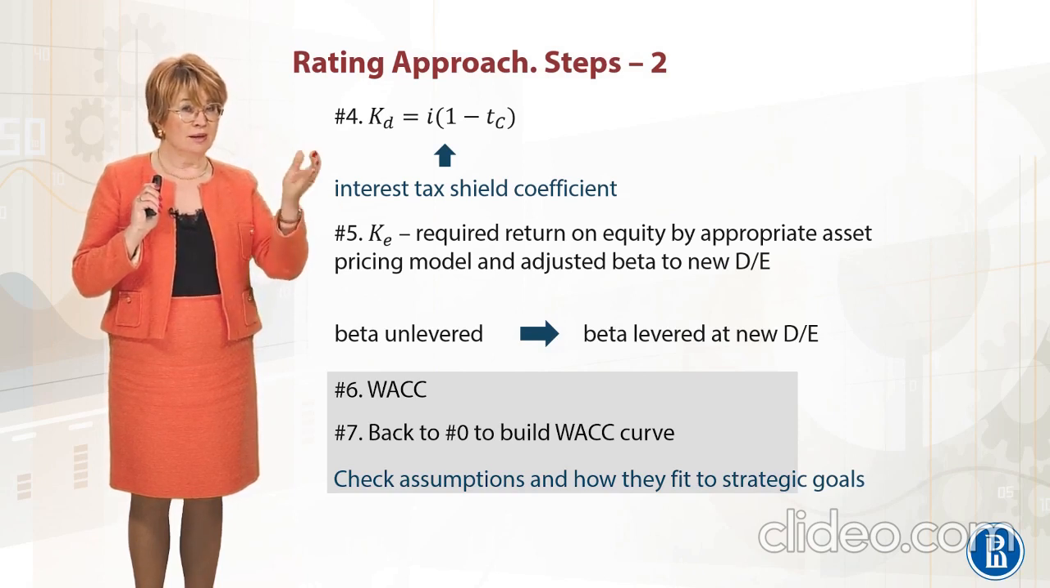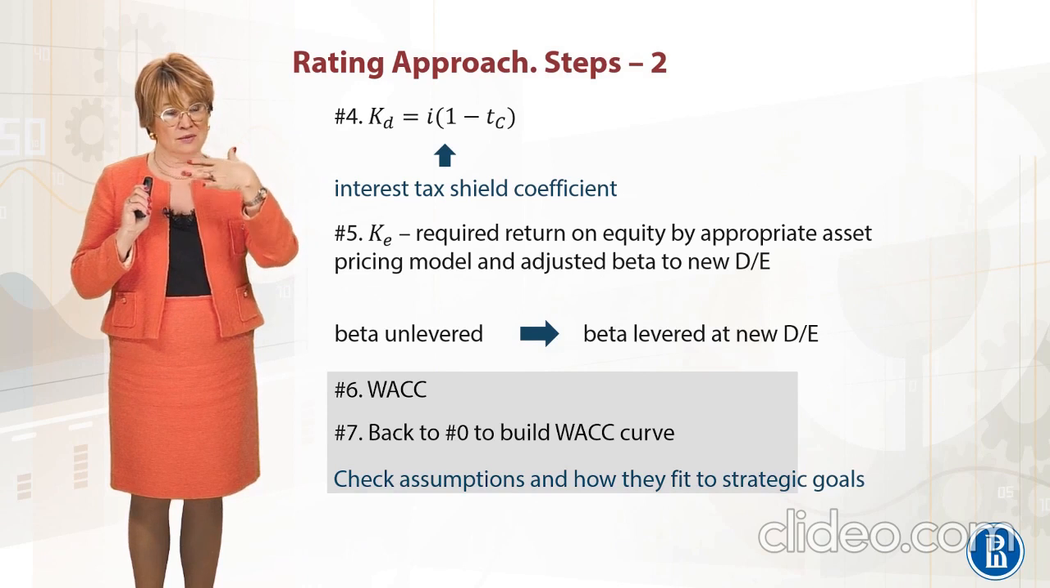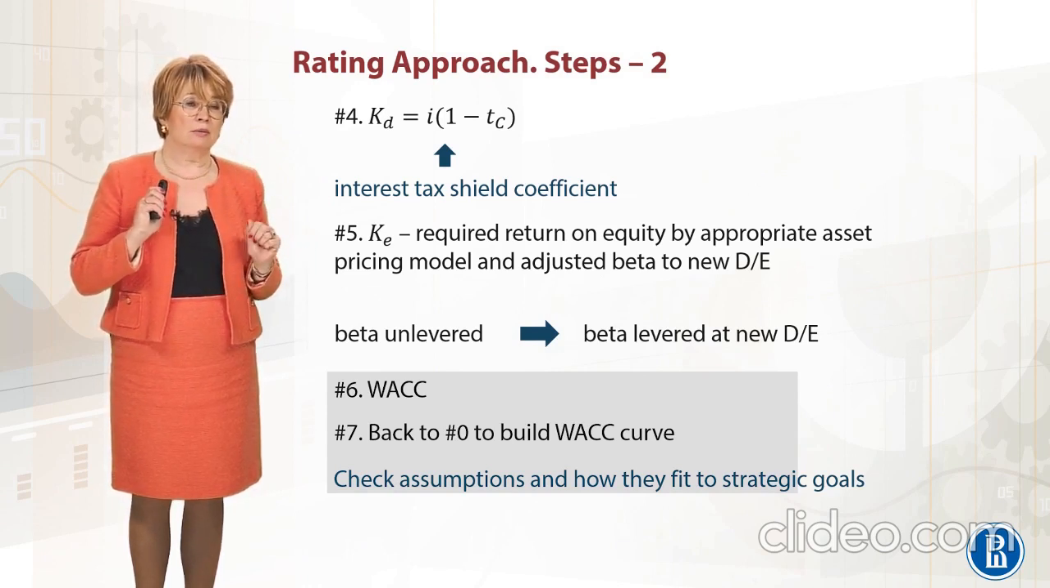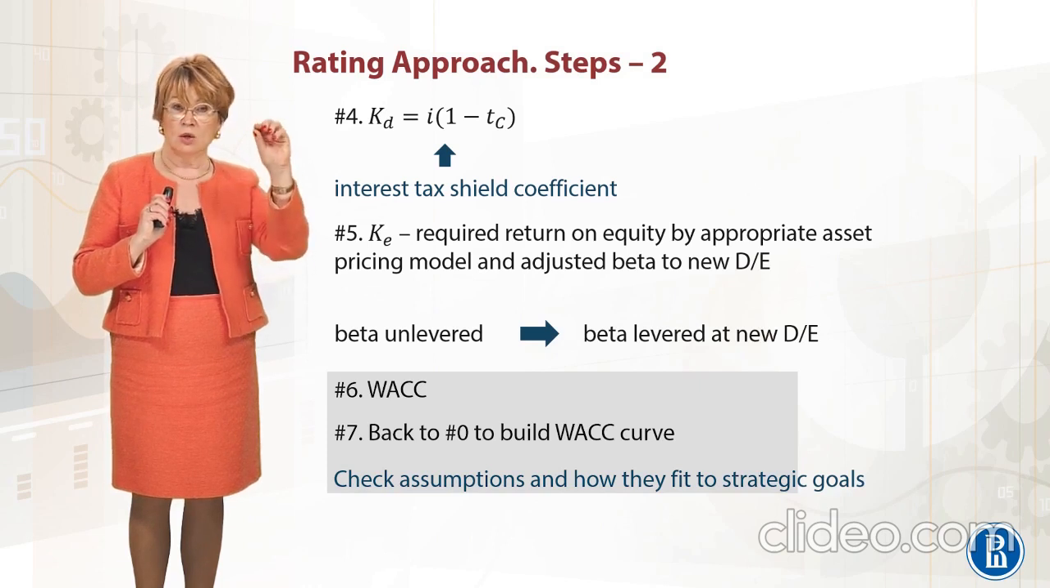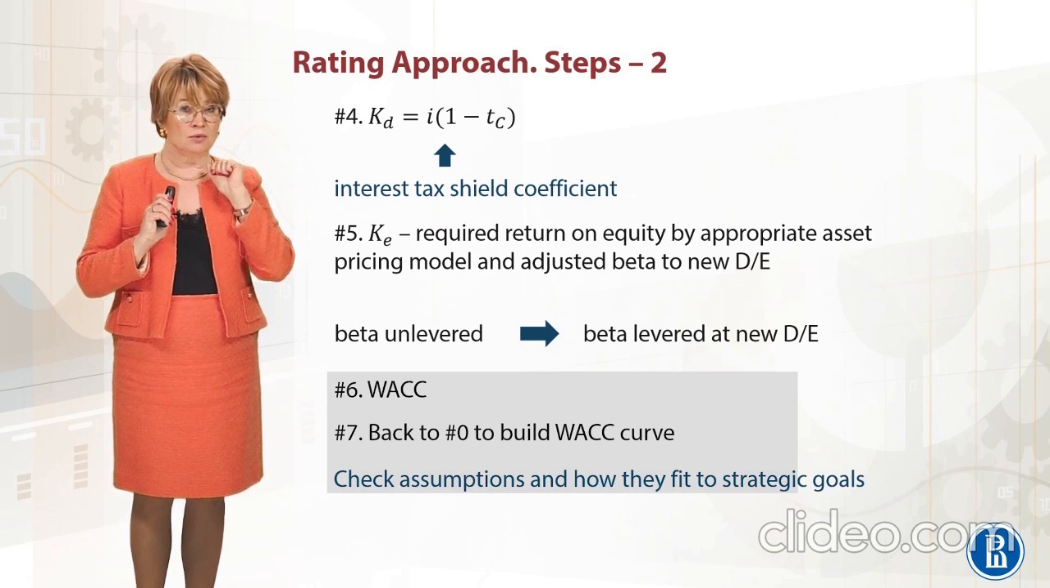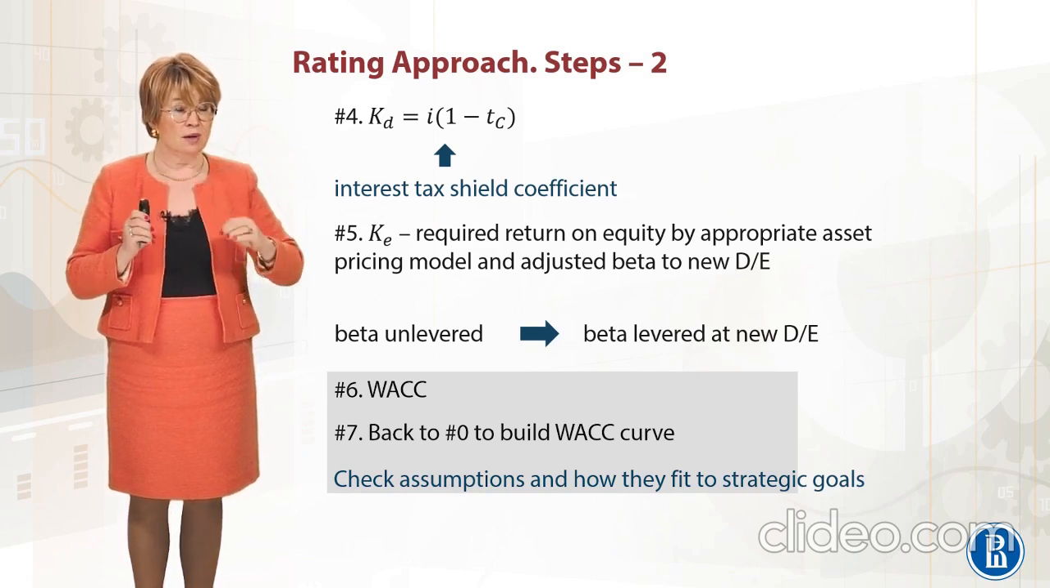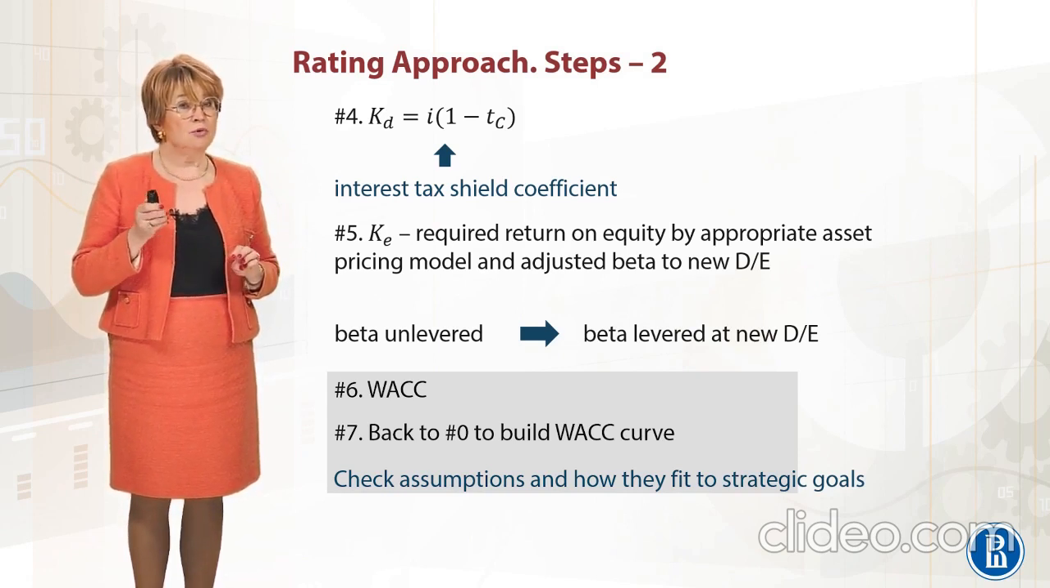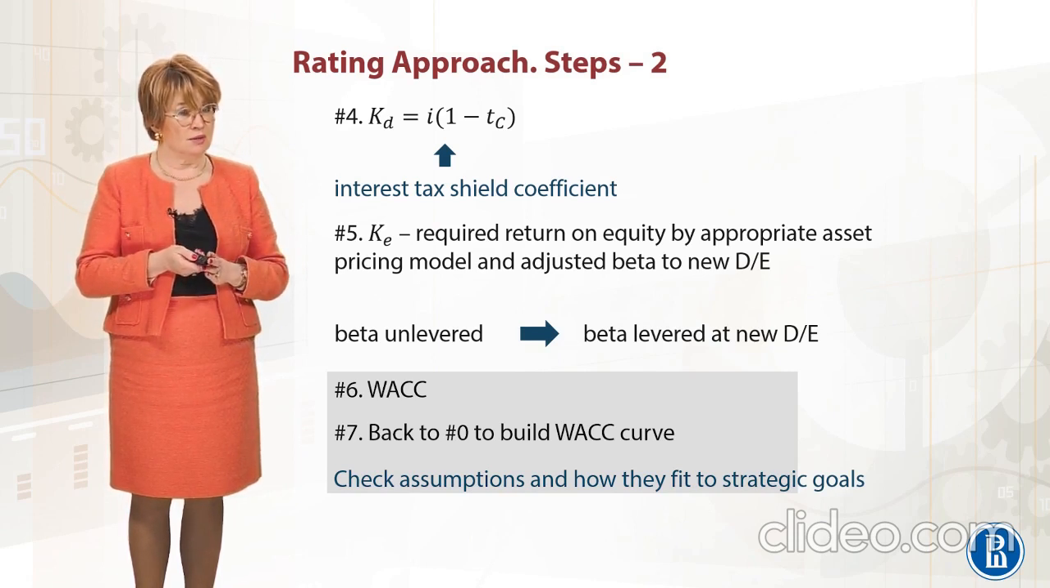And then you will again adjust the unlevered beta with the new level of your debt to equity coefficient. And remember, your corporate tax rate, the result of step number 3, can also change with the change in the capital structure.